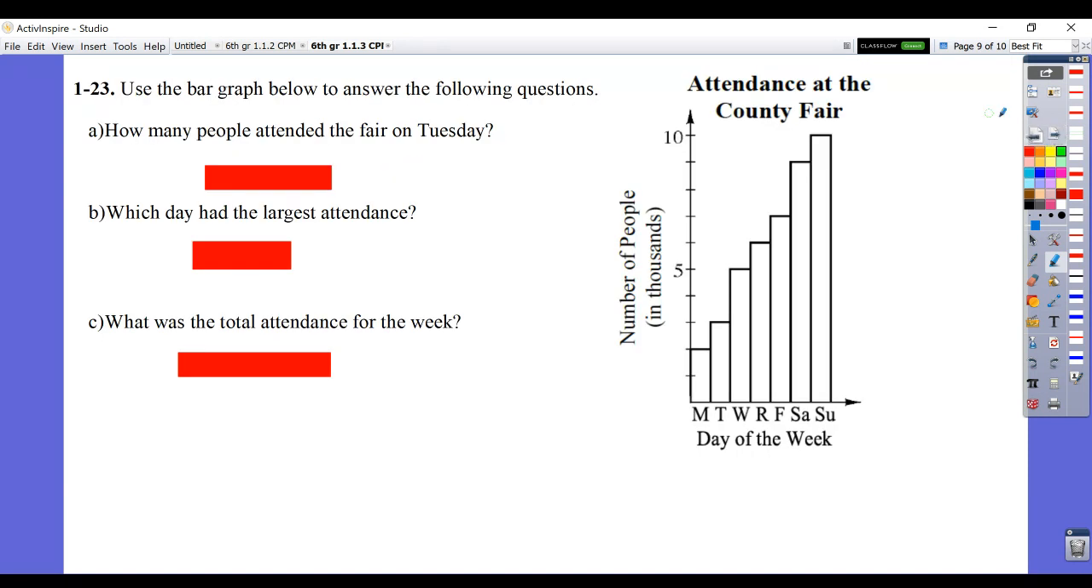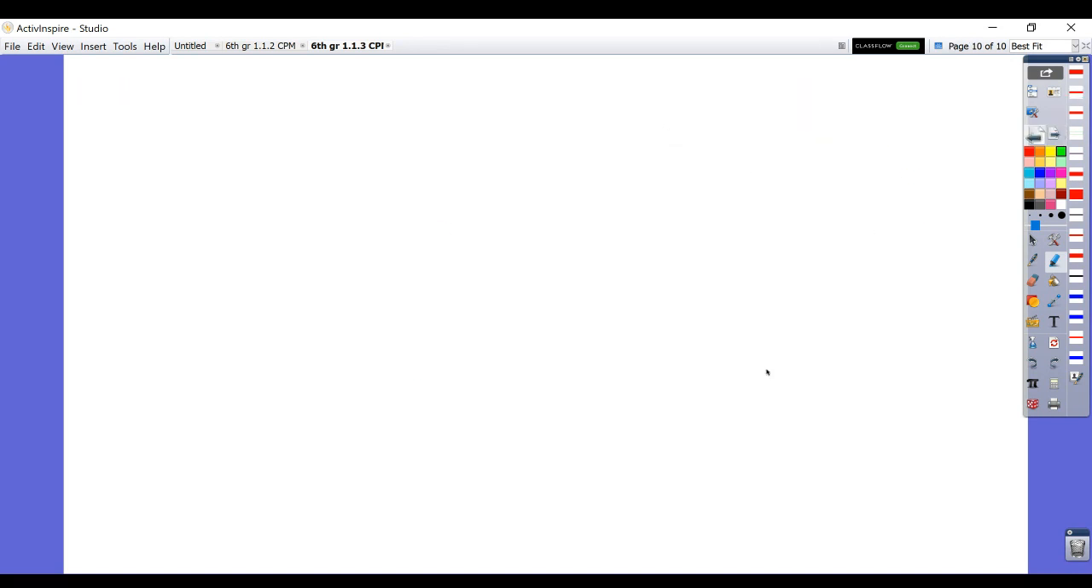For 123, you are going to be reading the data from the bar graph and answering the questions. That's it. Good luck to you.